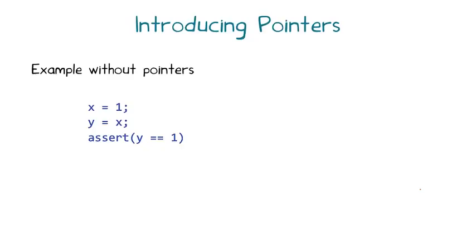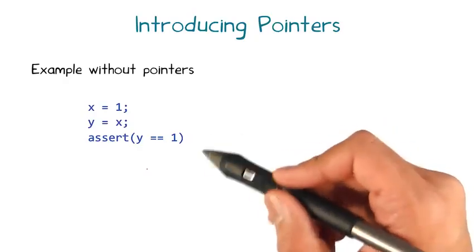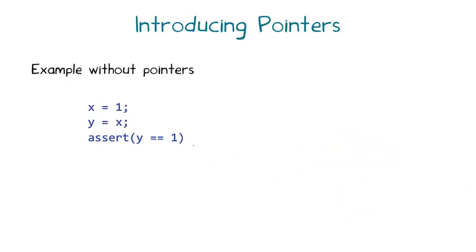Let's begin with a data flow analysis for an example program without pointers. Just two integer variables, x and y. Notice that this program can be expressed in the while language that we introduced in the previous lesson, though we'll extend that language with the Boolean operator equals for the sake of clarity. Suppose the goal of our data flow analysis is to prove the assertion that y equals 1 at the end of this program. We can perform a forward must analysis for this purpose.